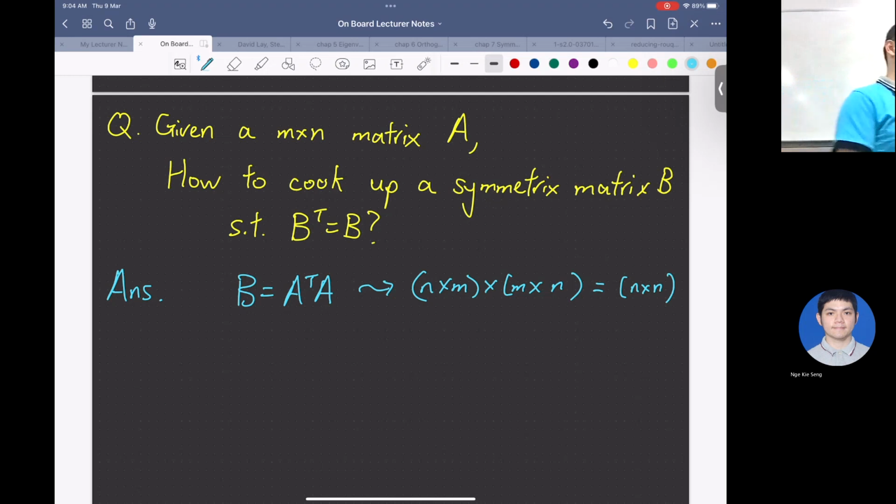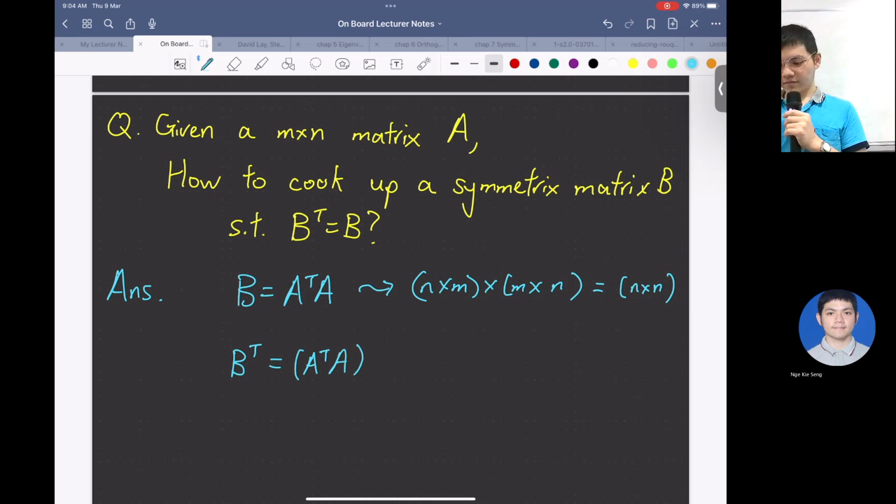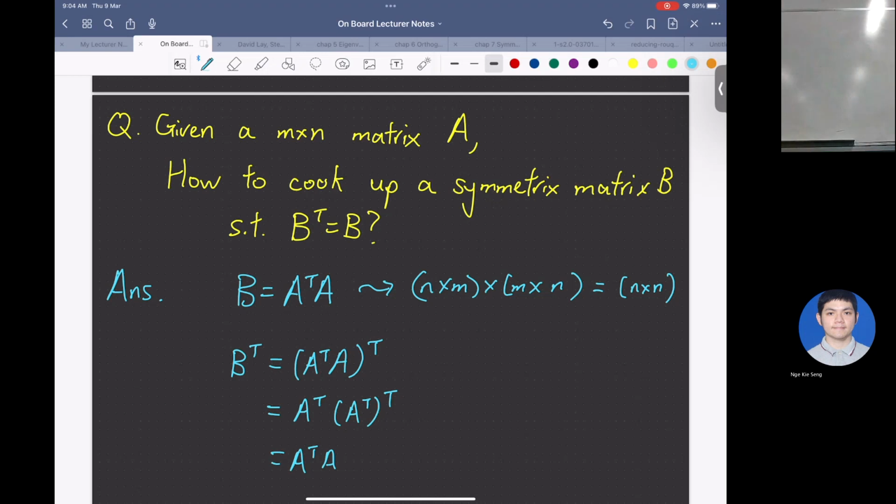Okay. So to be symmetric, you need to be a square first. Right? So how do you make sure that the off-diagonal entries are the same? You just need to compute what is B transpose. Using matrix multiplication, you transpose twice, you get A back. So given an M by N matrix, you just take A transpose times A, you get a symmetric matrix. And from yesterday's theorem, a symmetric matrix is orthogonally diagonalizable. That means you can diagonalize it using orthogonal eigenvectors.